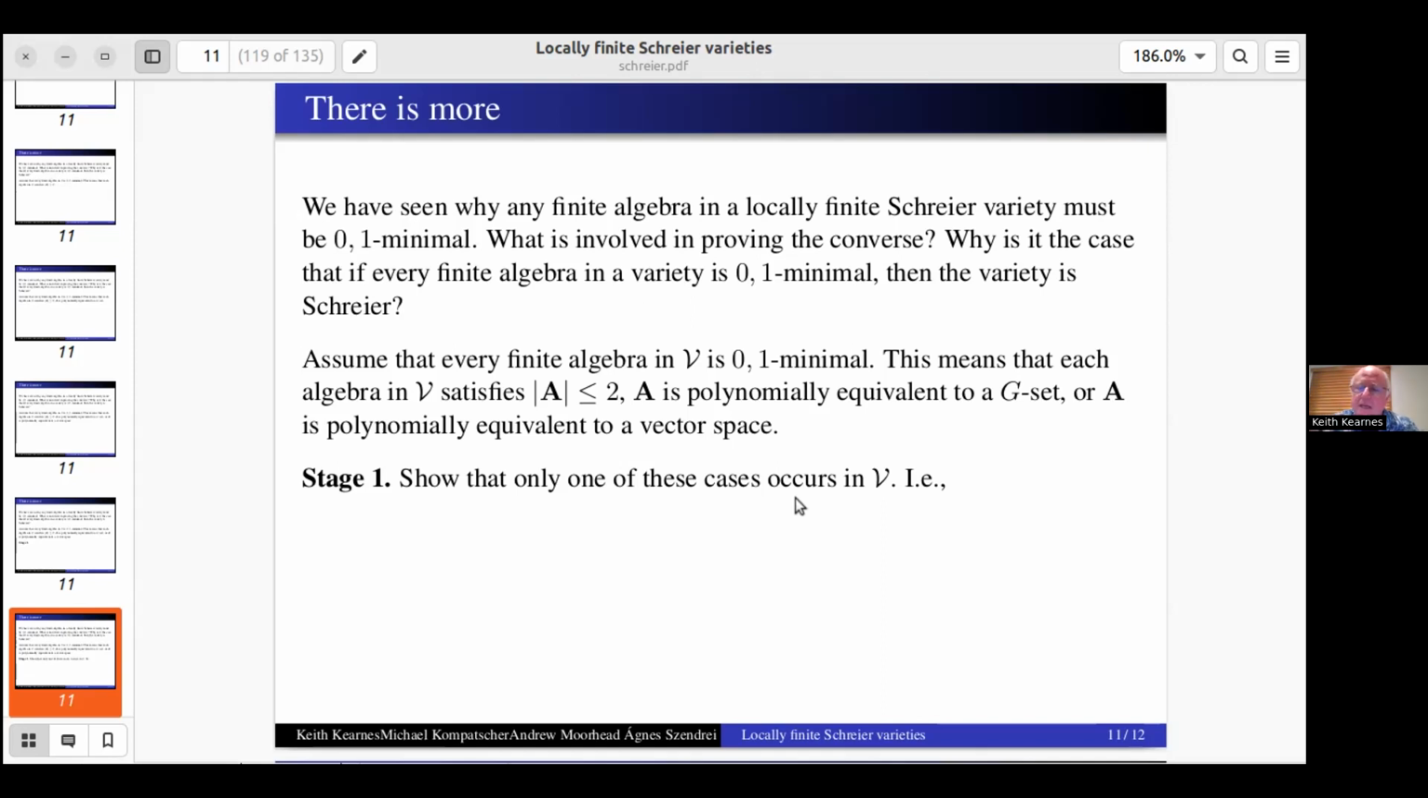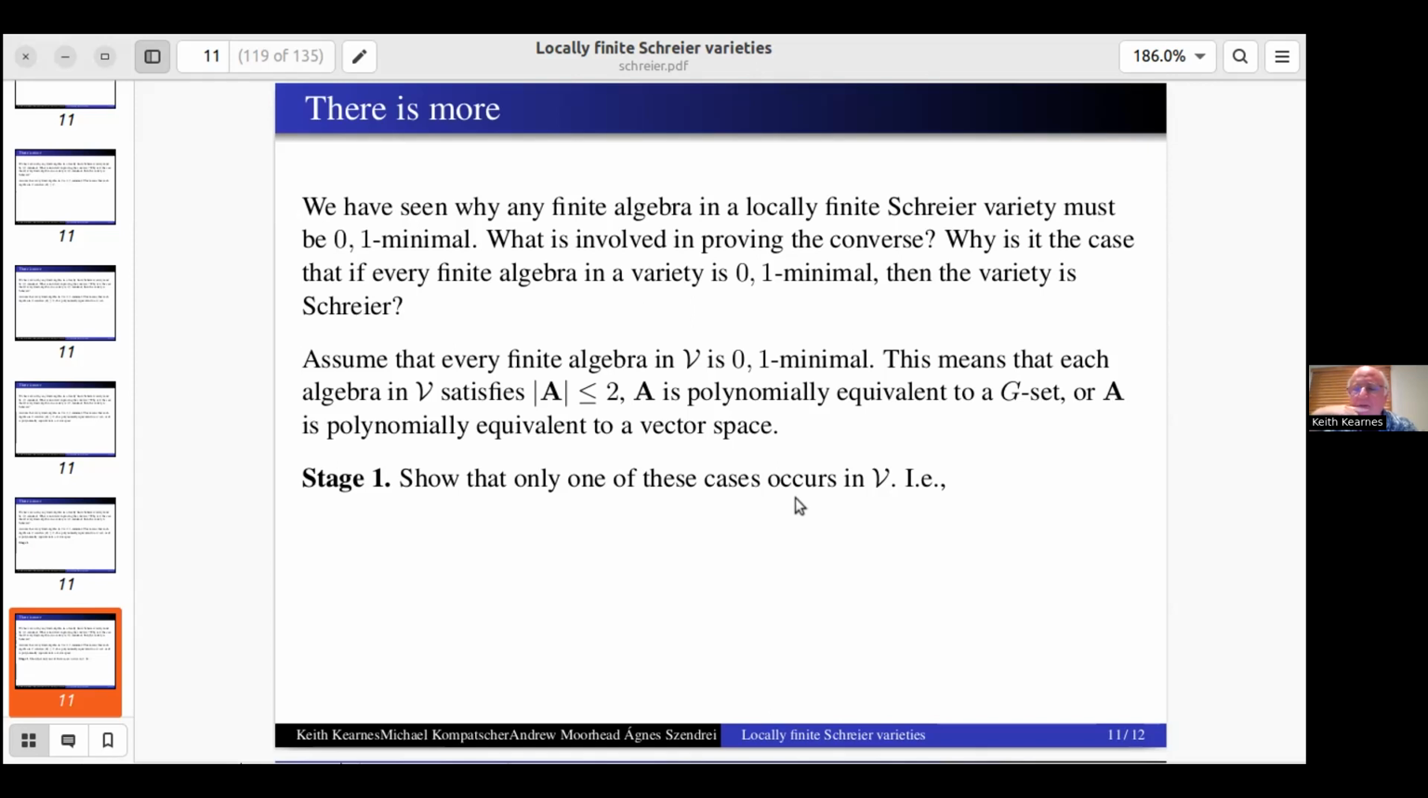But if A cross A is polynomially equivalent to a G set, then A also had to be polynomially equivalent to a G set. If A cross A is polynomially equivalent to a vector space, then A was already polynomially equivalent to a vector space. So I don't have to worry about the 2-element case anymore. Even if there are 2-element algebras, they must be polynomially equivalent to G sets or vector spaces.